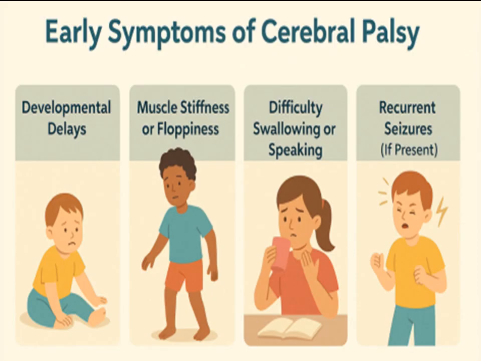The first one is developmental delays, that is, being slow to reach milestones like rolling over, sitting up, crawling, or walking. Then we have muscle tone abnormalities, that is, the limbs appearing overly floppy or unusually stiff. Then movement issues, that is, favoring one side of the body, poor coordination, or difficulty with fine motor skills. Then we also have secondary complications, that is, difficulties with swallowing, speaking, vision, or learning, as well as potential seizure disorders or chronic pain.